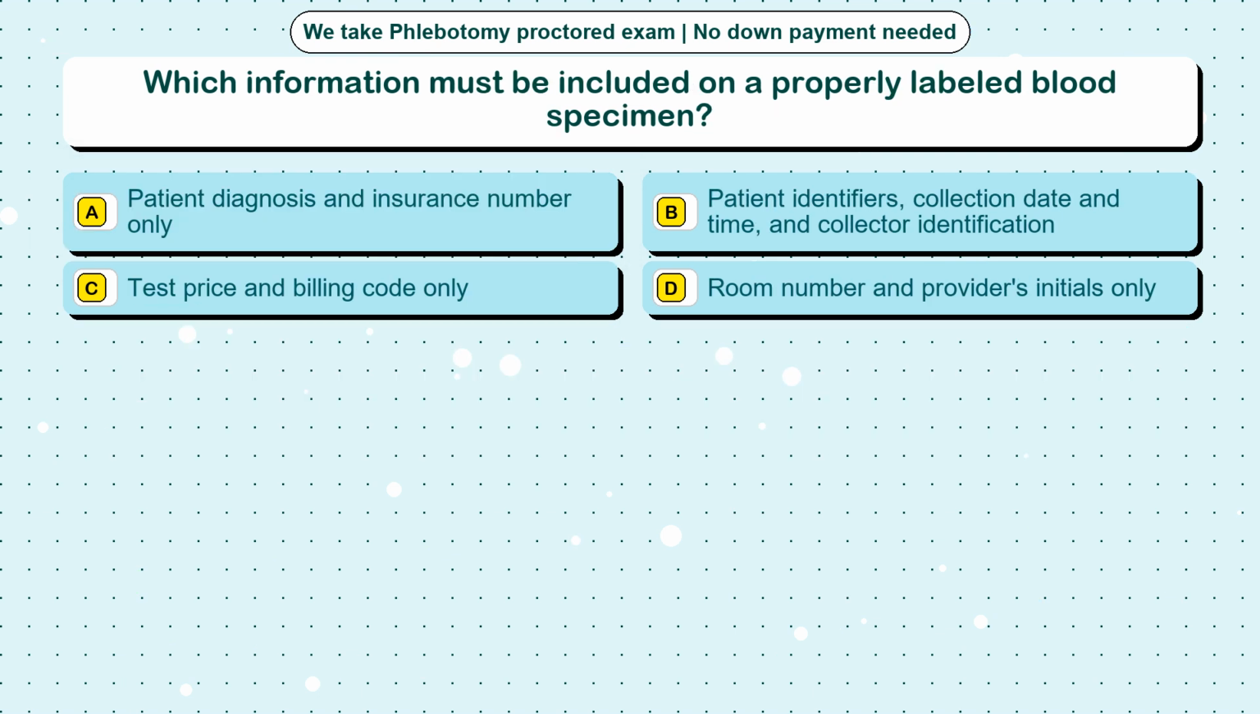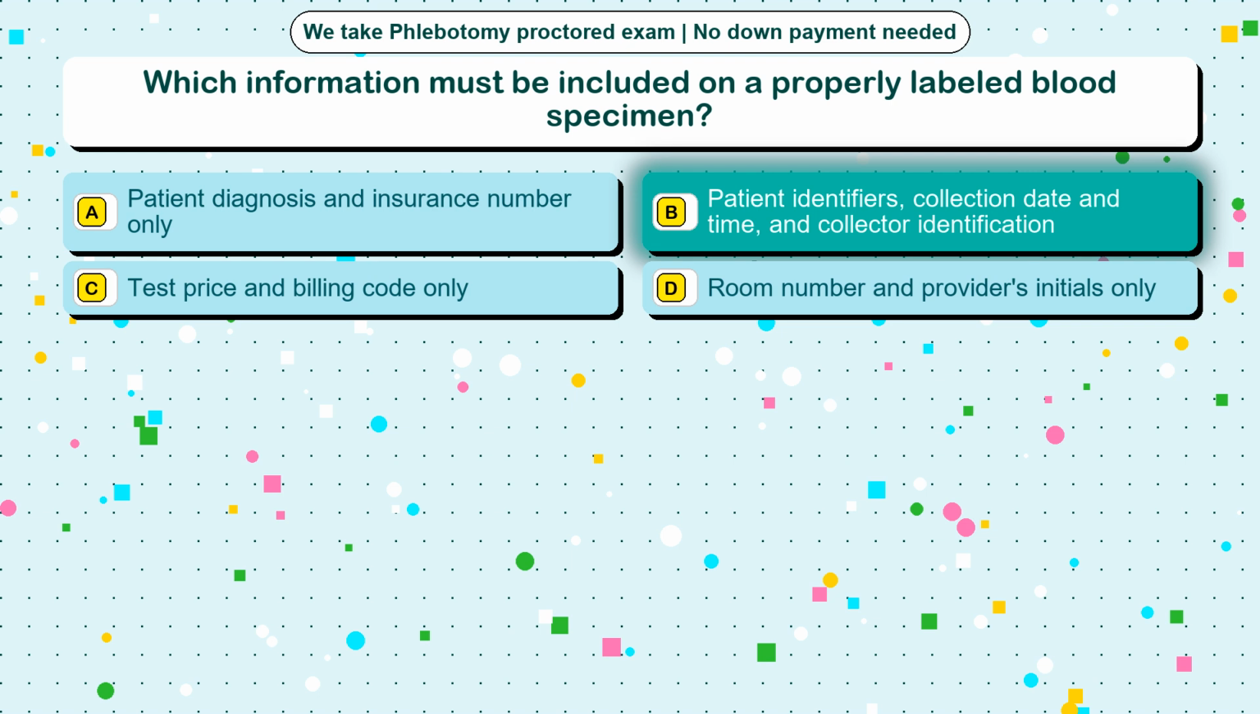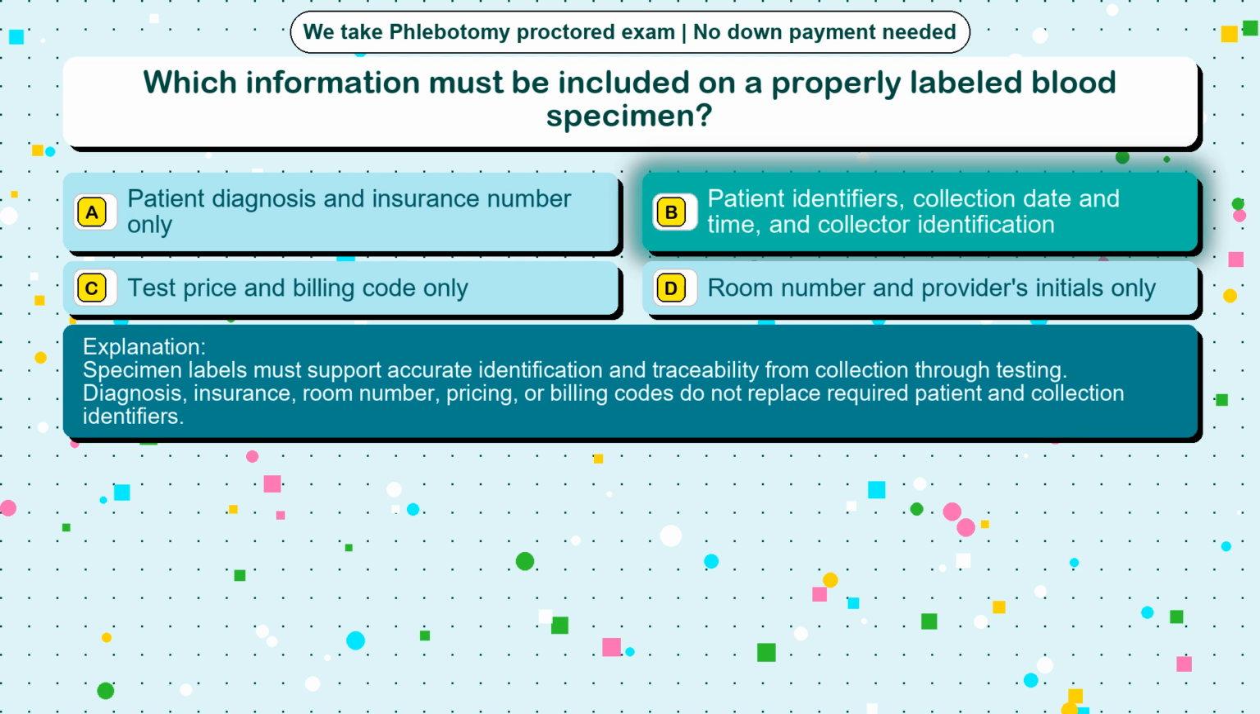Question 25. Which information must be included on a properly labeled blood specimen? Option A, patient diagnosis and insurance number only. Option B, patient identifiers, collection date and time, and collector identification. Option C, test price and billing code only. Option D, room number and provider's initials only. The correct answer is option B, patient identifiers, collection date and time, and collector identification. Specimen labels must support accurate identification and traceability from collection through testing. Diagnosis, insurance, room number, pricing, or billing codes do not replace required patient and collection identifiers.